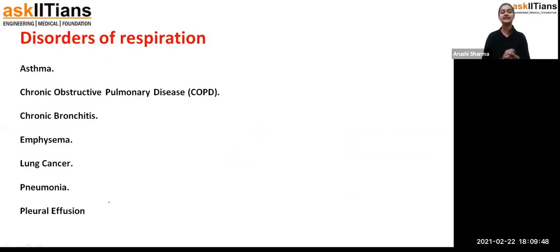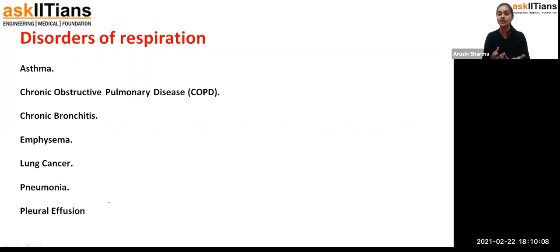Okay, so it's the disorders of respiration. See, students, we have now come to know that respiration is very important, not only for human beings, but also for animals and plants. Why? Because breathing is part of the whole respiration process, and if the breathing process is not taking place, we can't survive.